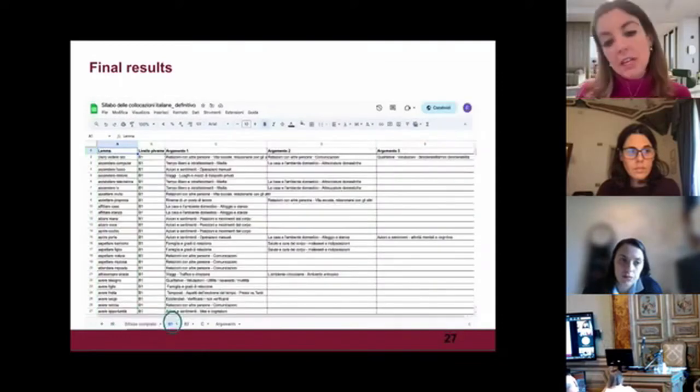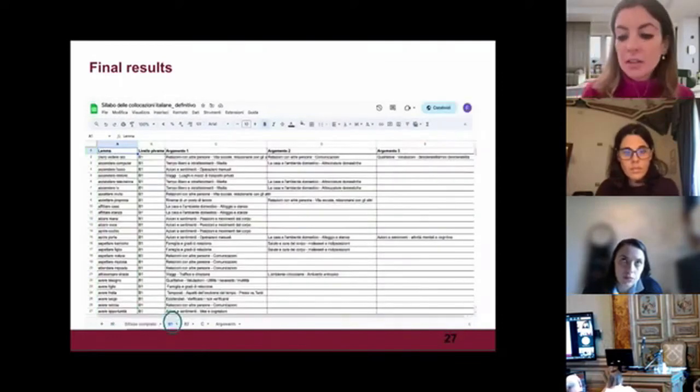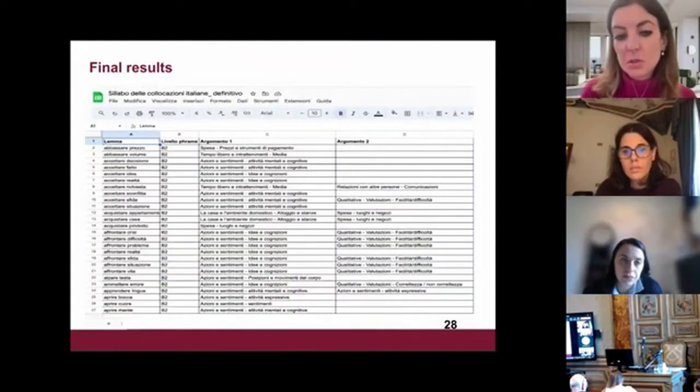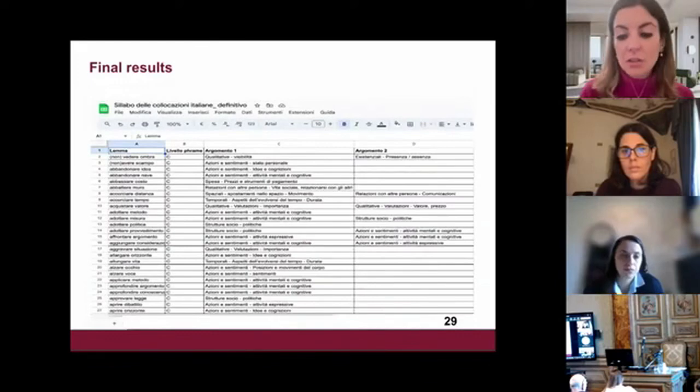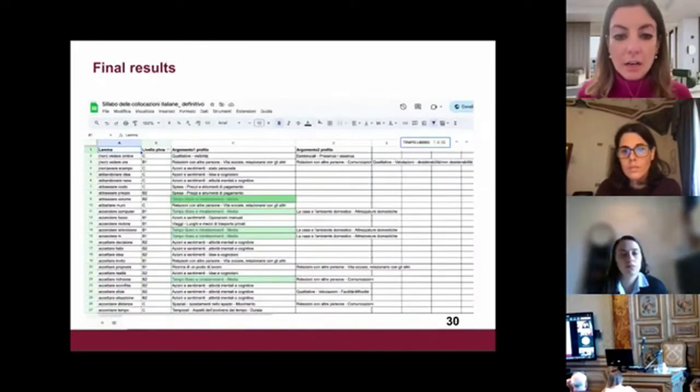Those are all the collocations belonging to level B1. Next, we have all the collocations belonging to level B2 and the collocations belonging to level C. Here, we have an example of how we can search all the collocations relating to a specific topic.